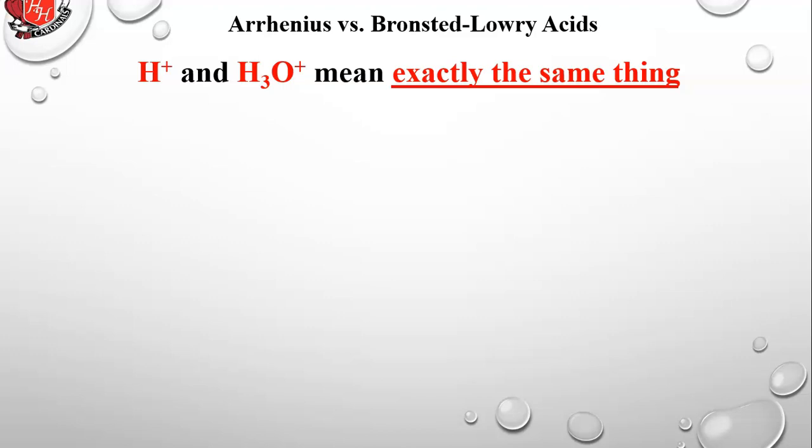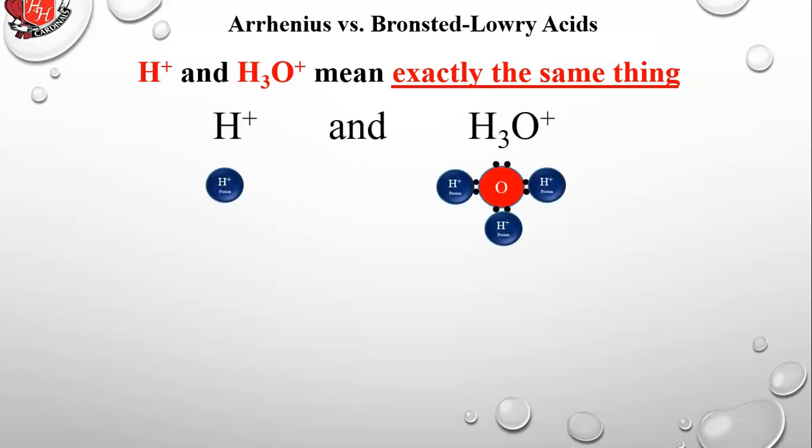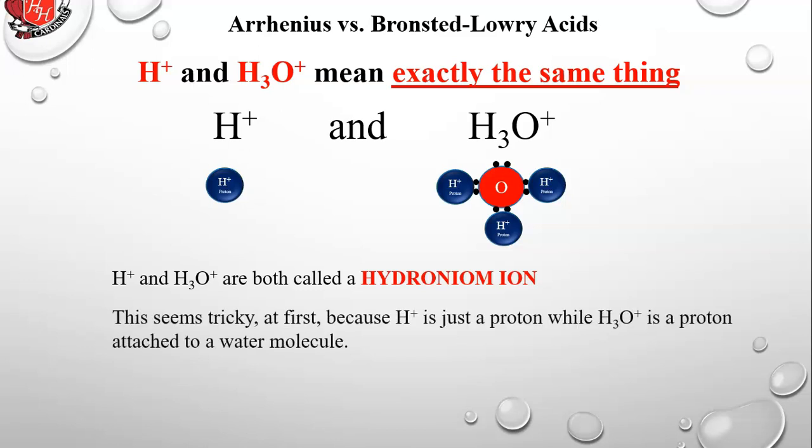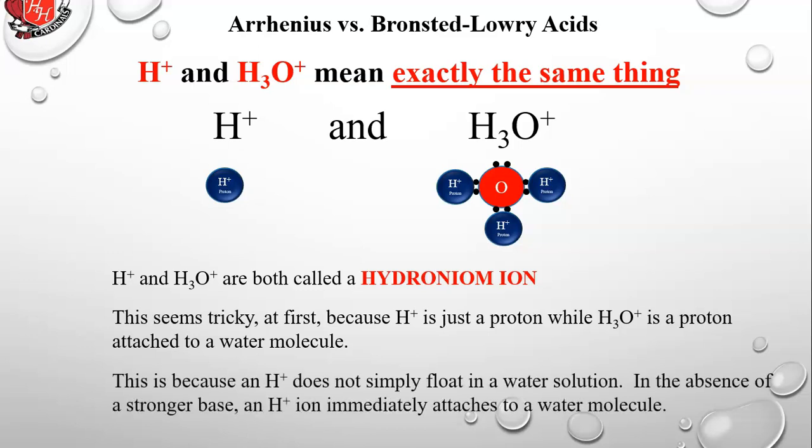So H+ and H3O+ mean exactly the same thing. A lot of repetition in this lesson. H+ and H3O+ are both called hydronium ions. This seems tricky at first because H+ is just a proton while H3O+ is a proton attached to a water molecule. This is because an H+ in water does not simply float in the water solution. In the absence of a stronger base, the H+ ion immediately attaches to the water molecule. So if that proton is going to leave the hydrochloric acid, it's not just going to float around for a little while. It's going to immediately be pulled away by a water molecule and instantaneously attached to a water molecule to become an H3O+.